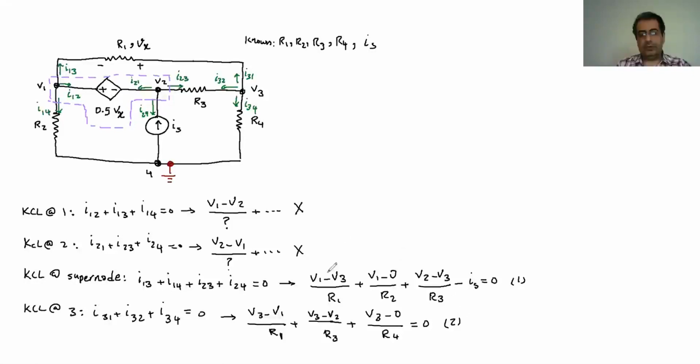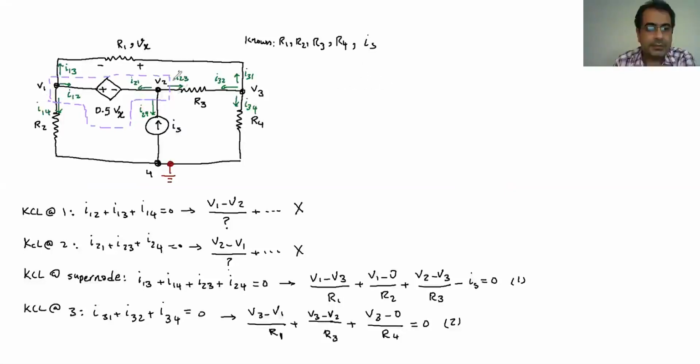The problem is that I have three unknowns. There's a V1, there's a V2, and there's a V3 here. So there are three unknowns in this equation that I have here. So somehow I have to find another equation to help me, because I have two equations, three unknowns. So I'm going to write the rest up here.